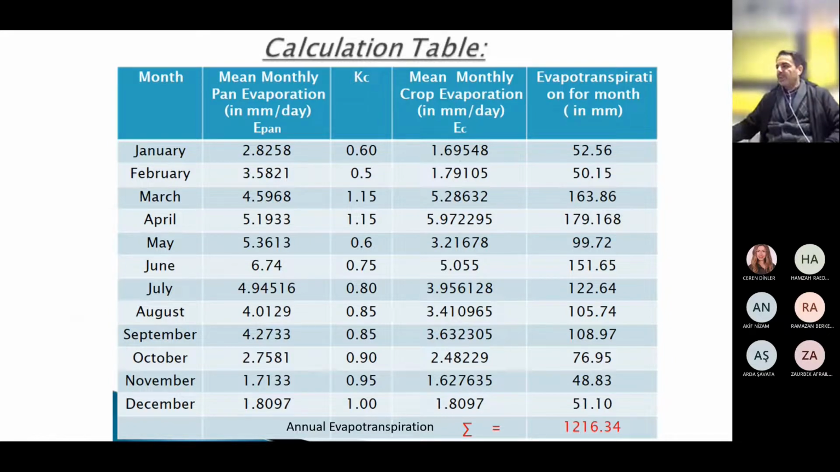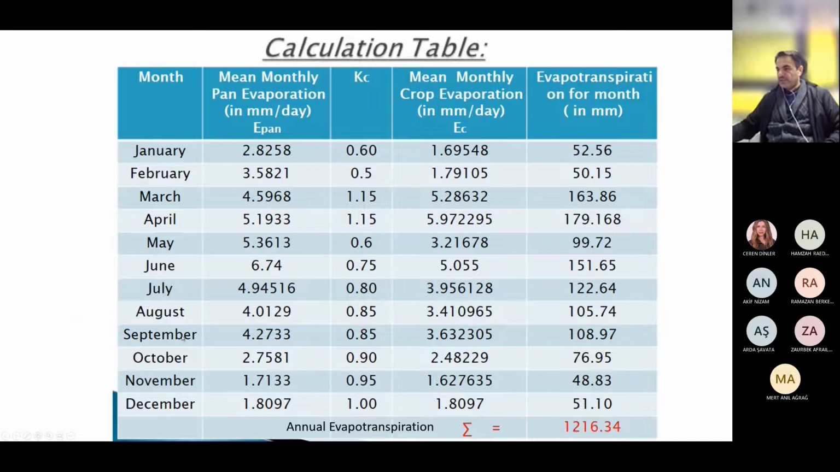And if you multiply this value by the number of days of that month, it gives you the total evapotranspiration for a month in millimeter. For example, here we multiply 1.69 by 30 or 31 if it is January. The same process is done for the other months, and the sum of those total monthly amounts of ETc gives you the annual evapotranspiration from that area.